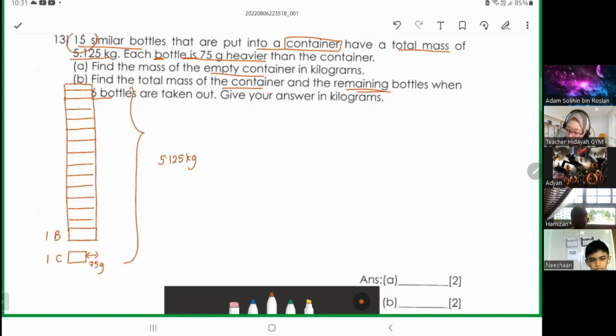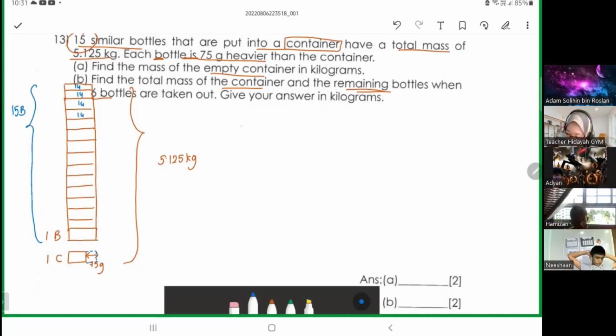I want to find the mass of the empty container. So if you look at this portion here, there is this gap, which I can fill up, then I'm going to get 16 units. This whole thing is 15 bottles. This is one container. A total of all the units here are all the same. Okay, these are all same units.